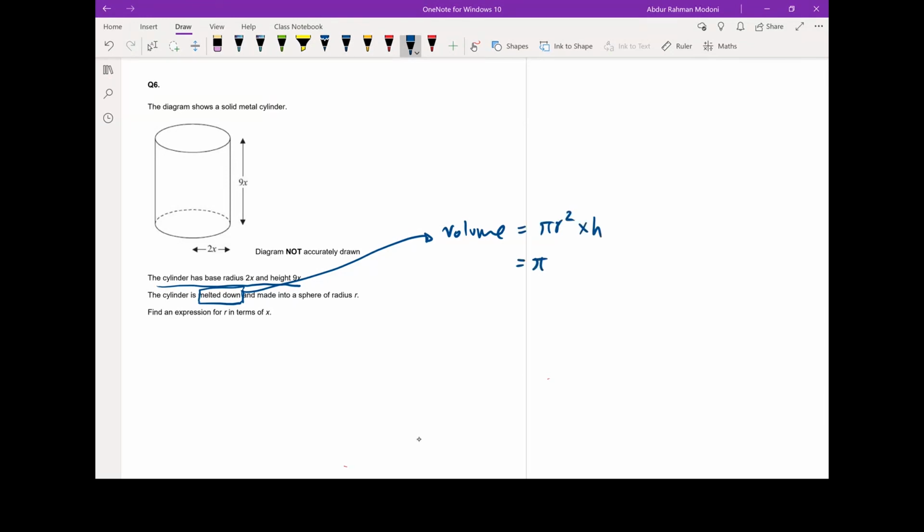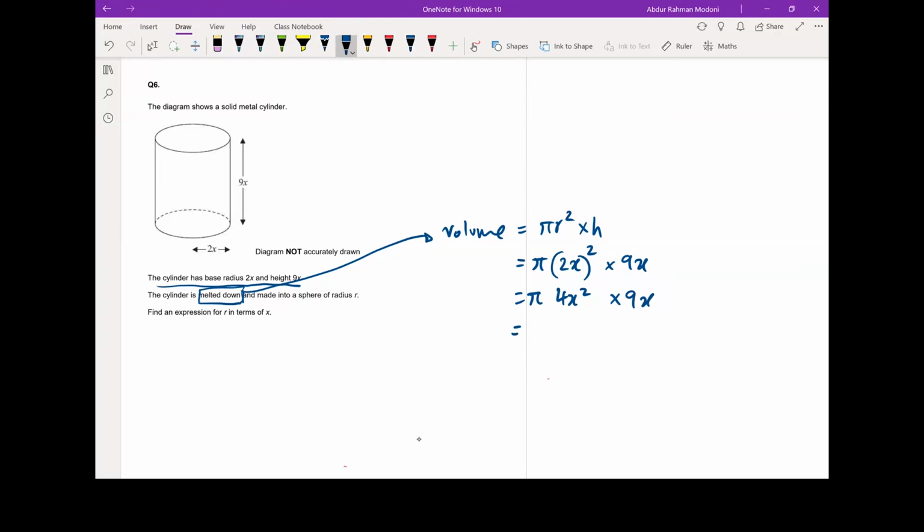Use brackets for substitution, so radius of 2x. If you don't use brackets you will make mistakes here, because without brackets it looks like it's 2x squared, but when you have the bracket it's 2x all squared, which actually, as you'll see in a moment, becomes pi times 4x squared times 9x. So if you didn't use the bracket, you would only have 2x squared. Some of you may have made that mistake, a common mistake. So always use brackets for substitution, another skill to remember.